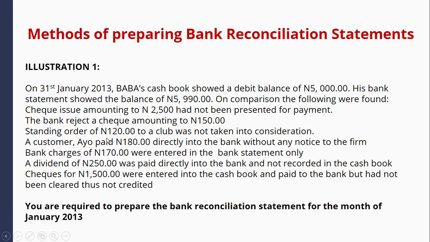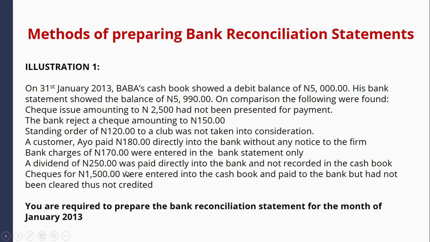Next, we have a standing order of 120 to a club that was not taken into consideration. We are going to deduct the standing order of 120 from the balance as per cash book. Next, a customer, Hire, paid 180 directly into the bank without any notice to the firm. This is an example of credit transfer, which means 180 will be added to the balance as per cash book. The next is bank charges of 170 entered in the bank statement only. Bank charges made by the bank will be deducted from the balance as per cash book.